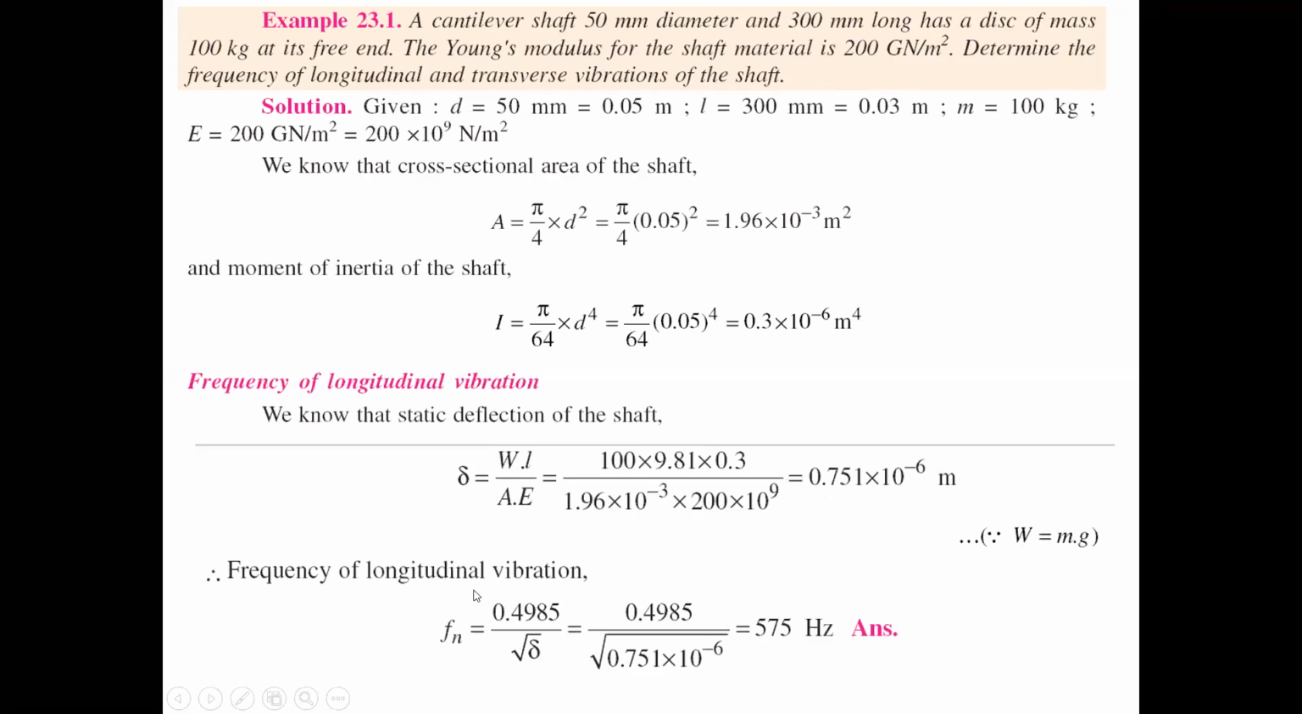Now coming to the frequency of longitudinal vibration, what is the formula? That is Fn equals 0.4985 by root delta. Substituting the delta value in our equation, the value will come 575 hertz.